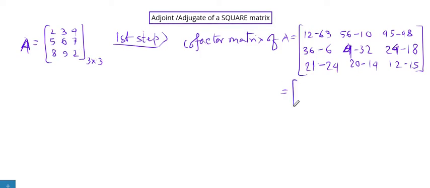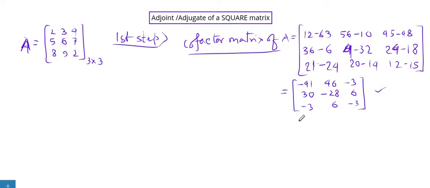So the matrix becomes minus 41, 46, minus 3, 30, minus 28, 6, minus 3, 6, minus 3. So this is the cofactor matrix of A. This is the cofactor matrix of A.